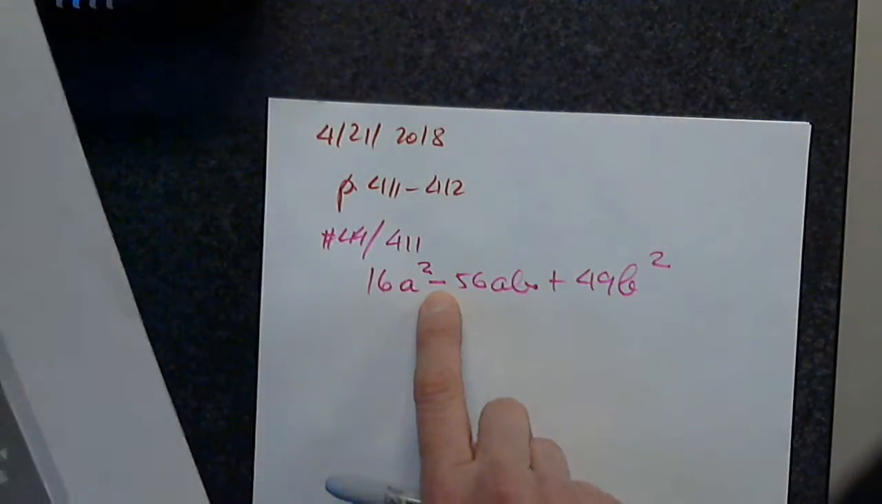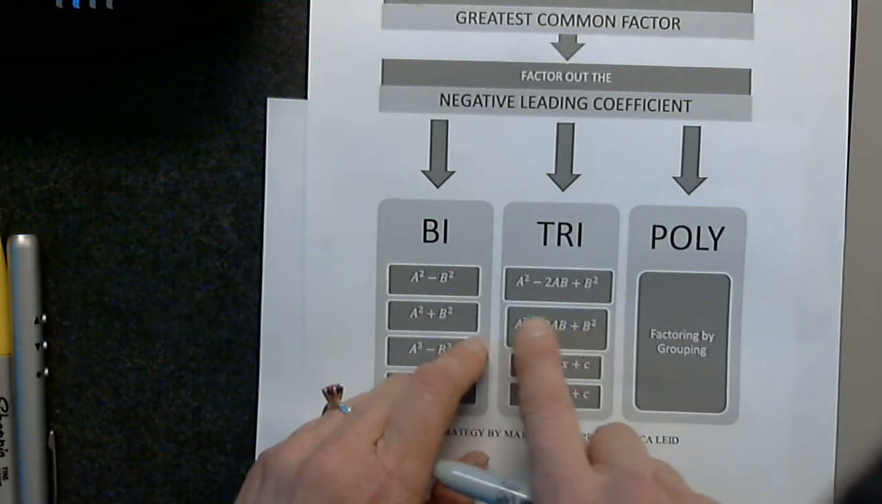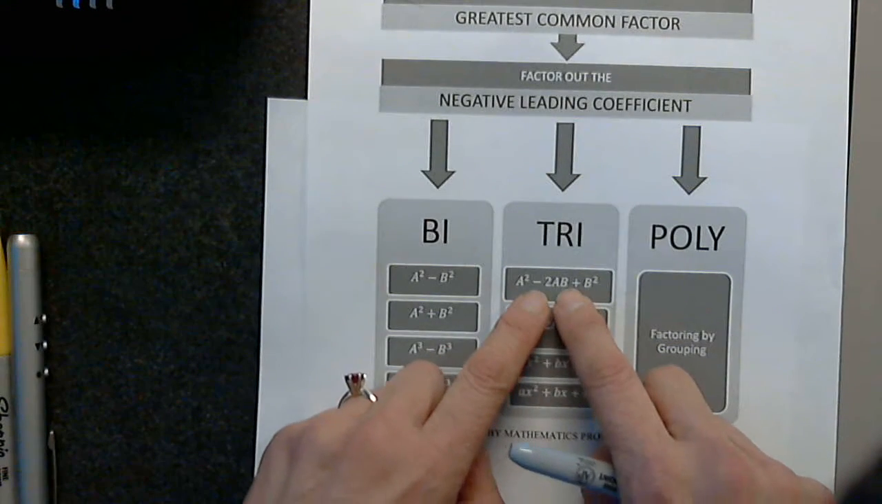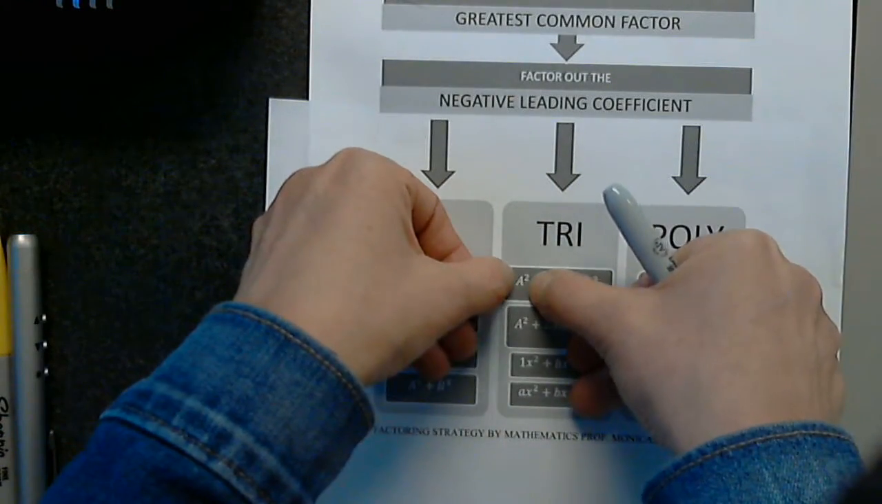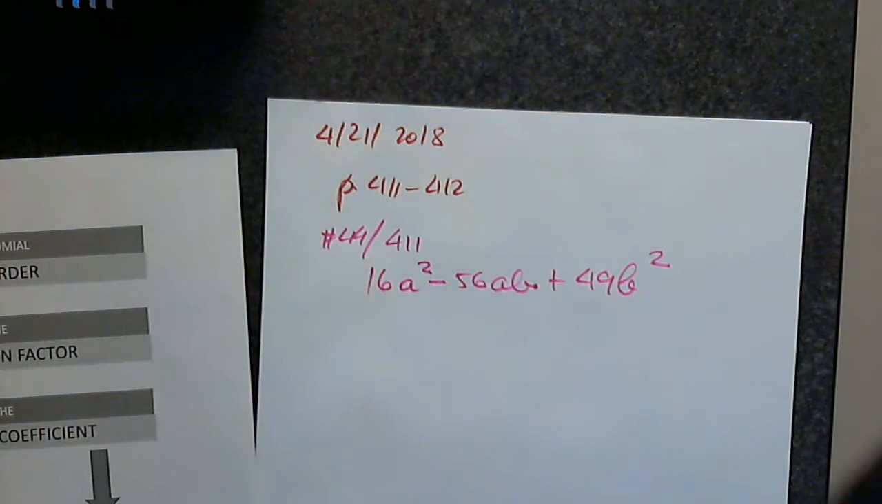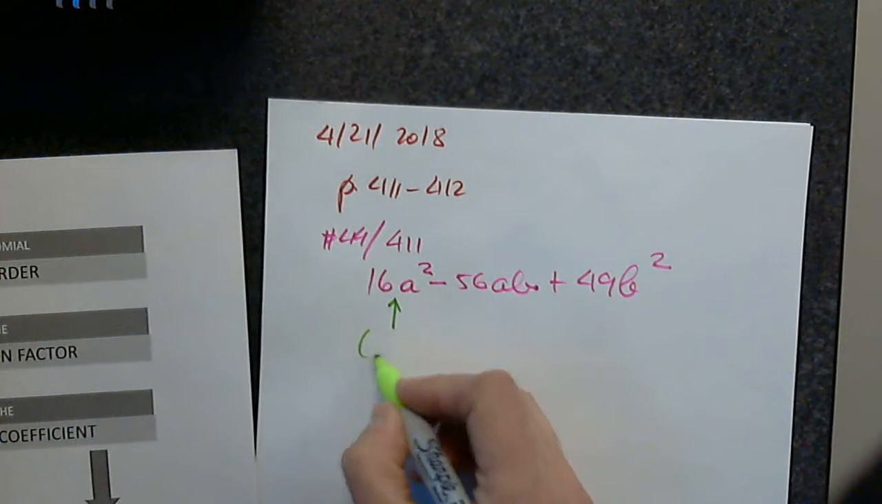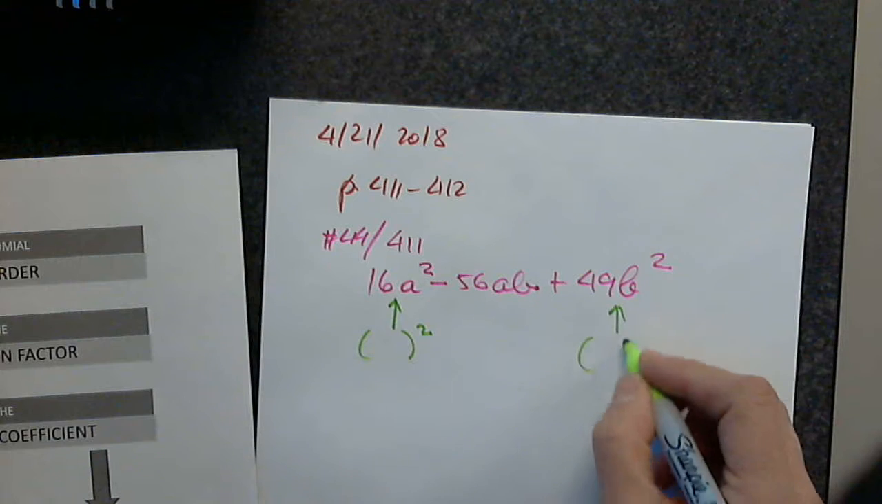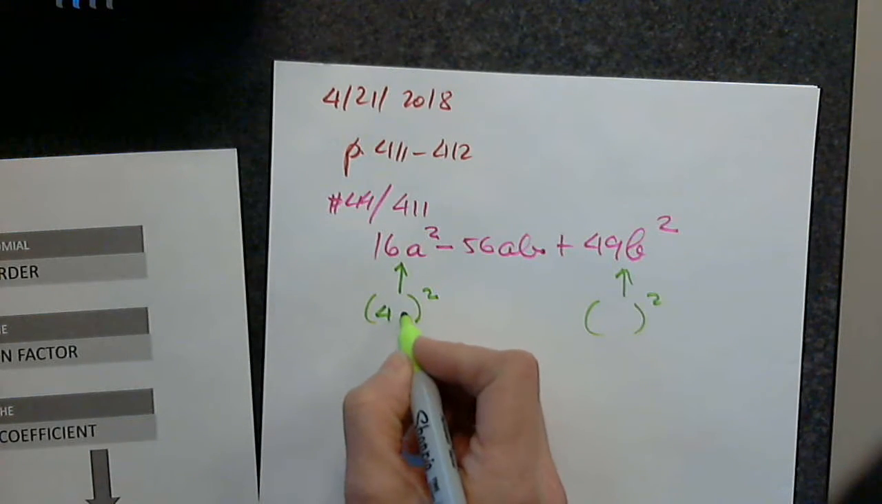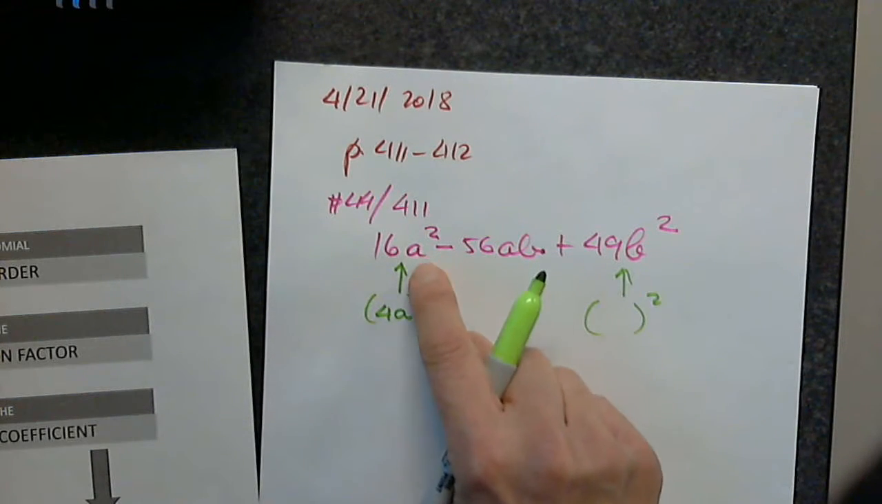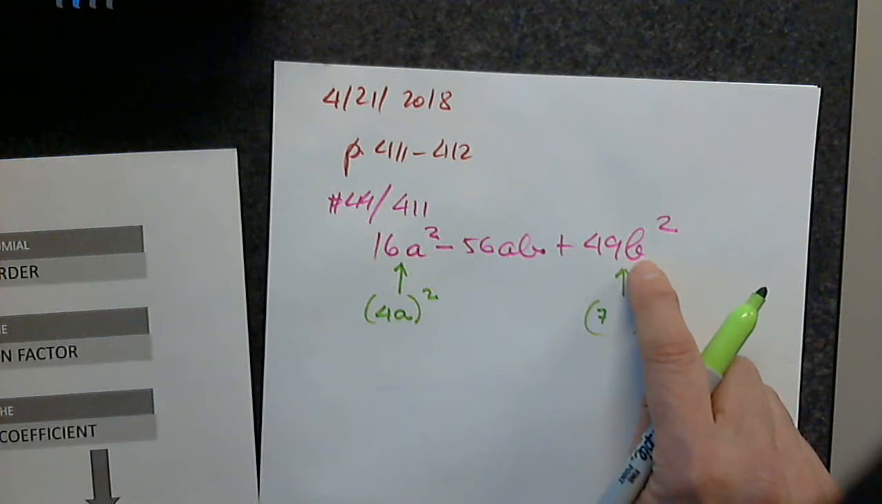Since this is a negative in the middle, this is absolutely out of question. So I'm thinking of this. If it is this, now I have to make sure that this is a perfect square and this is a perfect square. Is this a perfect square? Is this a perfect square? Yes, they both are perfect squares. So what will go in here then? A. Right? And 7 and?